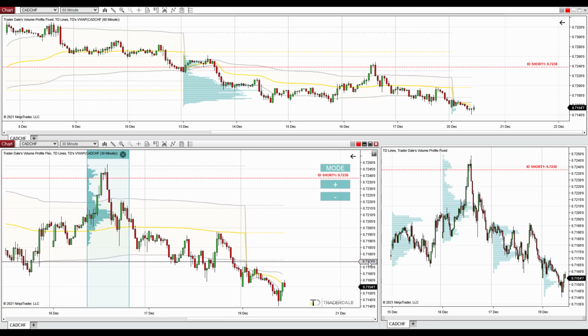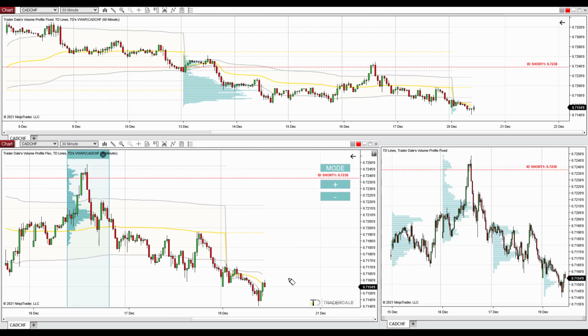Currently, what we need to do is wait for a pullback to that area. And when the price hits the beginning of this volume cluster at 0.7238, I think that will be a nice opportunity for a short, all right, because this is a strong resistance.